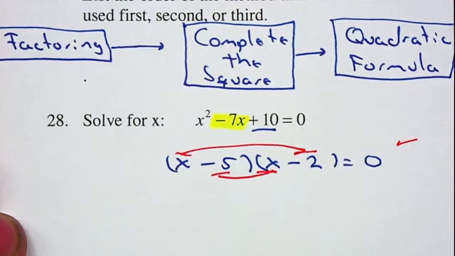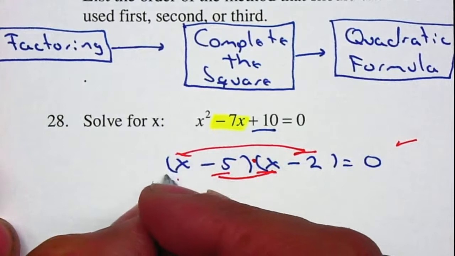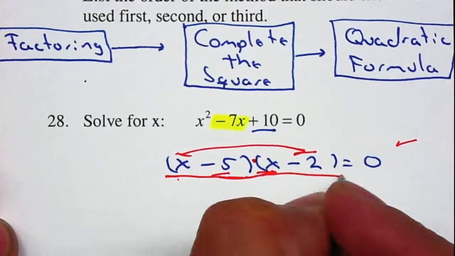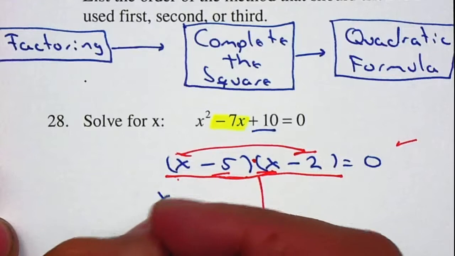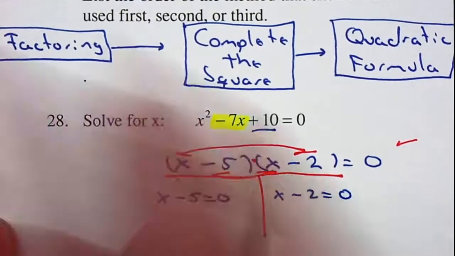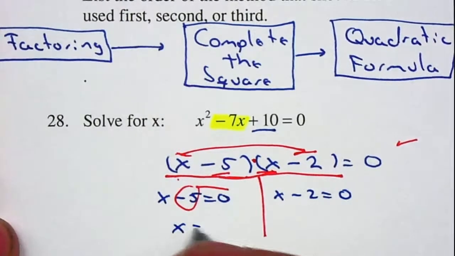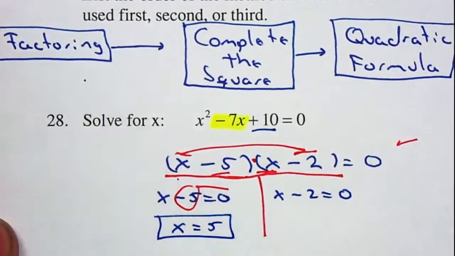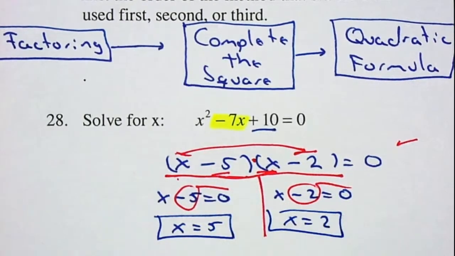And from here, I'm going to use my zero product property. Since they're multiplying and they're equal to 0, zero product property tells me that one or the other has to be equal to 0, or both. So we have x minus 5 equal to 0, x minus 2 equal to 0. Solve for x, move the 5 to the right, becomes a positive 5. Move the 2 to the right, becomes a positive 2. And those two will be my answer.